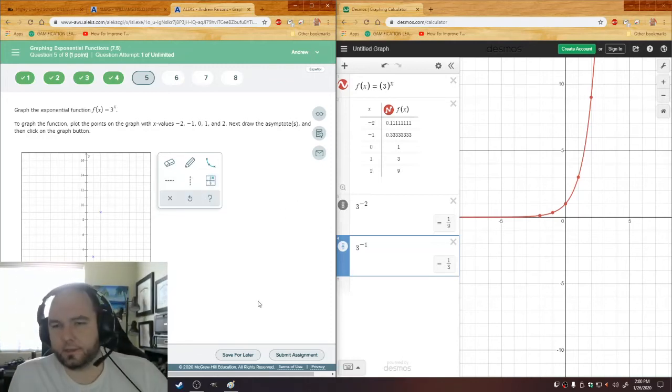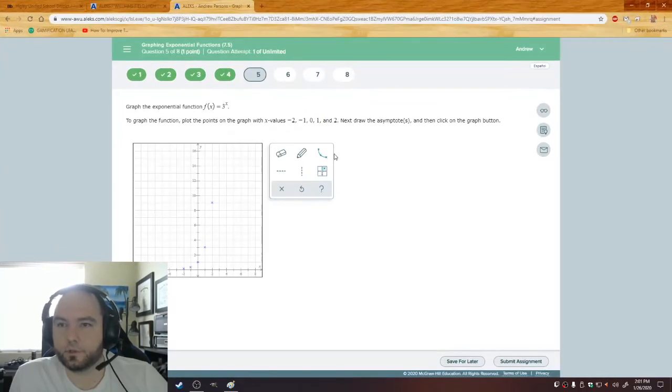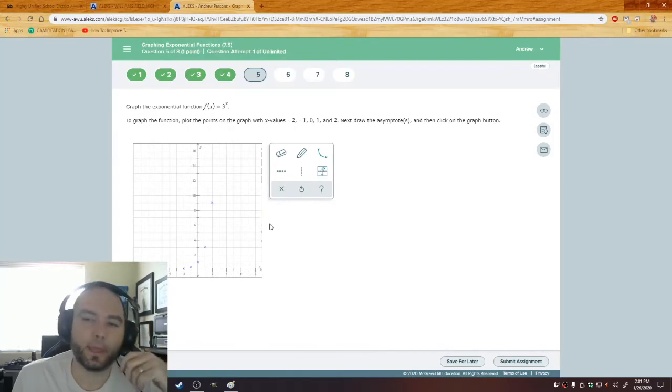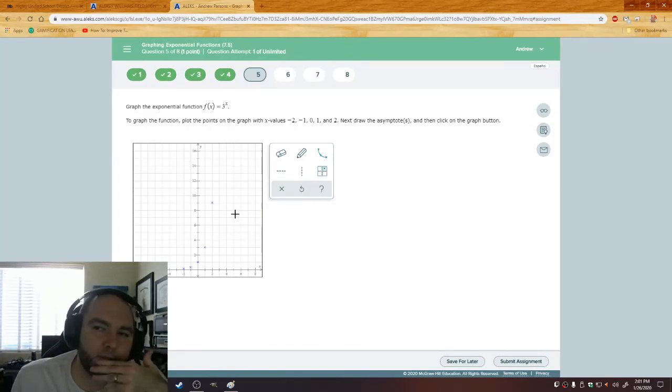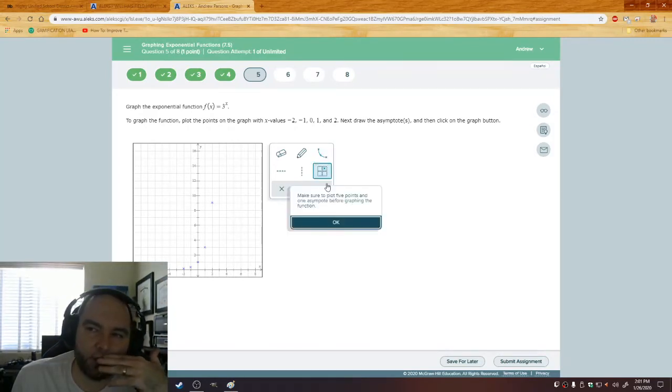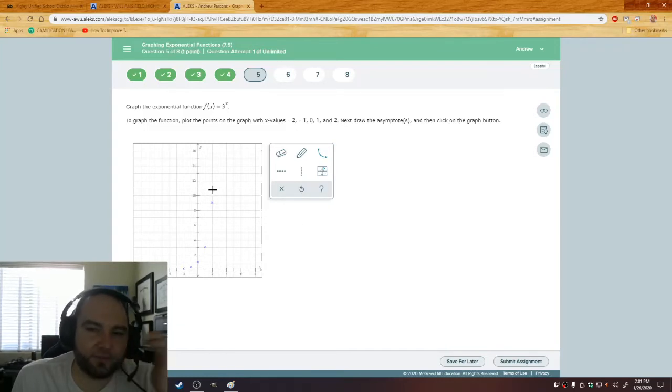Oh, my face is in the way on here. Oh, darn it. Hold on. Just zoom it like this for a second here. All right, so on this one, if I try and click this, it goes, no, make sure you plot 5 points and one asymptote. It won't let me just plot these 5 points like on the earlier problems. They want an asymptote, which is a dotted line.